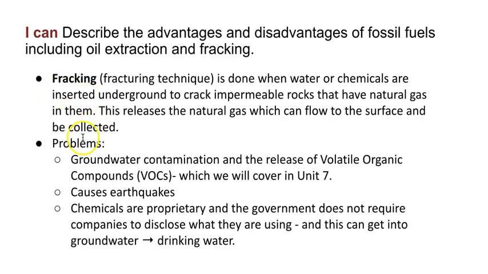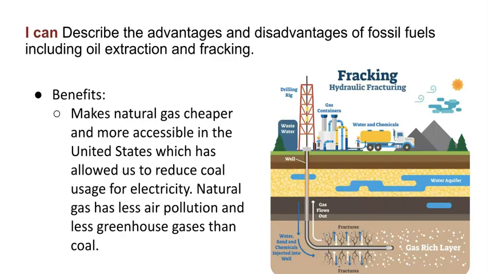Here are our problems with fracking. Groundwater contamination and the release of volatile organic compounds. We're going to study VOCs in Unit 7. Fracking causes earthquakes. There are places like Oklahoma that had never had earthquakes until fracking came along. The chemicals that are used to crack rocks are proprietary, which means those companies, by law, don't have to disclose what they're pumping underground. And this can get into people's drinking water and groundwater if they have well water.